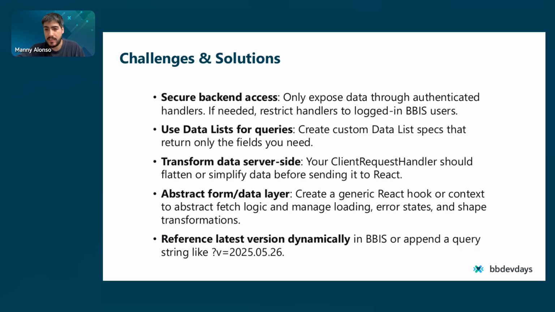We created some custom data lists. We used a lot of things that already existed in CRM. If we need info from constituent data, we use a built-in data list that's already there, or if we need it a little bit more specific, then maybe we build our own. Transform data server side. That's just our client request handler. We make sure that the data that comes back from CRM is structured before it goes back to the front end, just to make it easier.